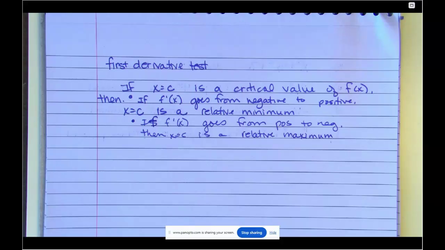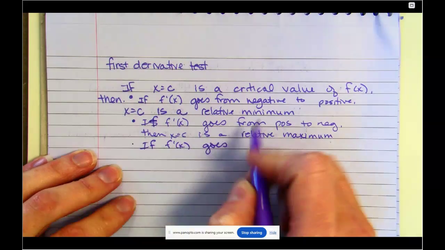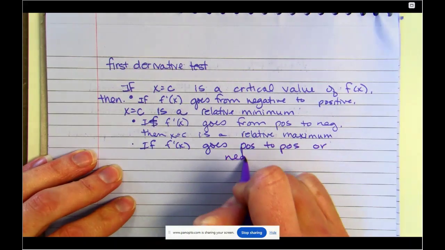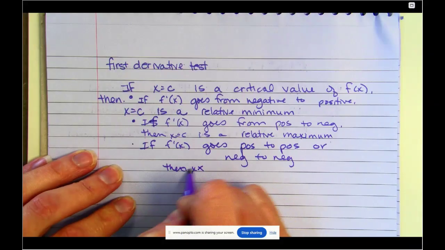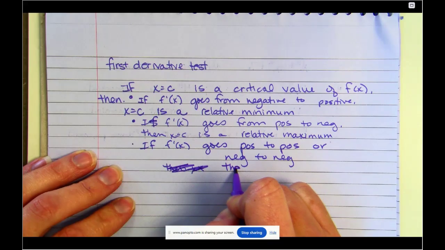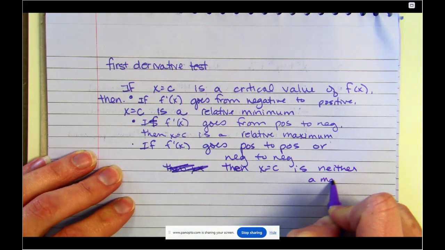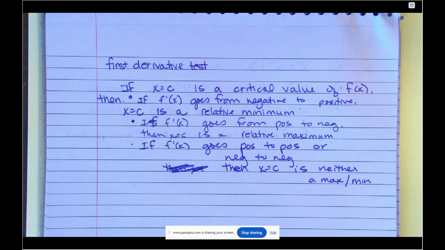Now, what if f prime of x goes from positive to positive or negative to negative? Then x equals c is neither a maximum nor a minimum. Sometimes that happens, where you have a graph and it goes positive, positive, or it goes negative, negative. That's not a maximum, it's not a minimum.